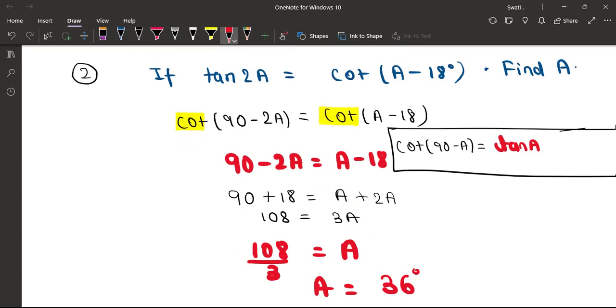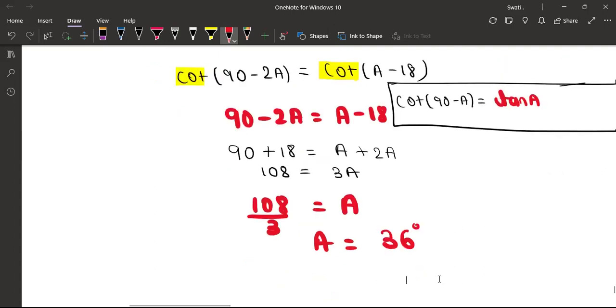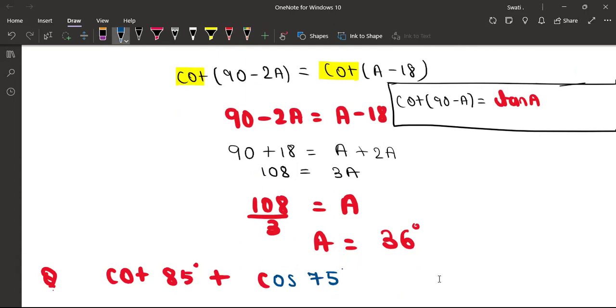Clear, Manya? Yes. Okay, if this is clear, we can go to the next. So the next question is, you have to express this: cot 85 degrees plus cos 75 degrees. You have to express this in terms of angles between 0 and 45. And this is very simple. How is it simple? Let's see.